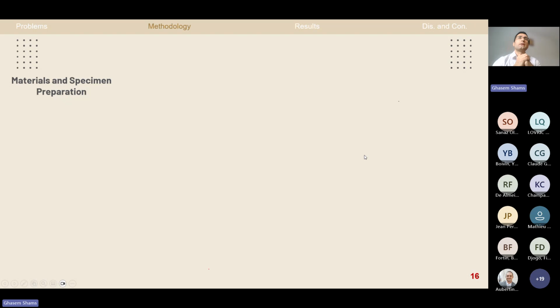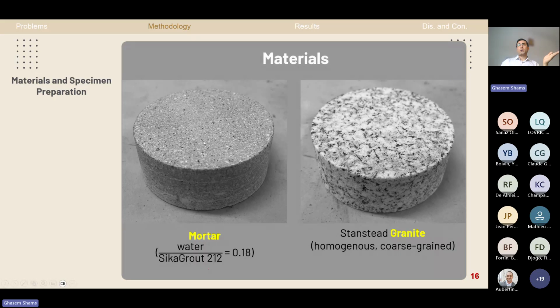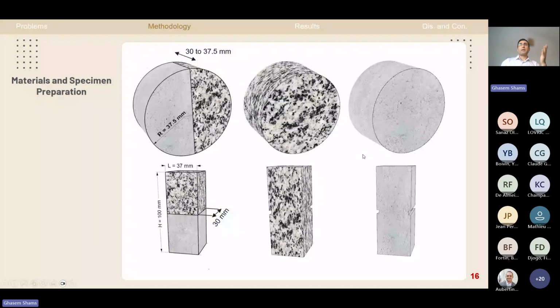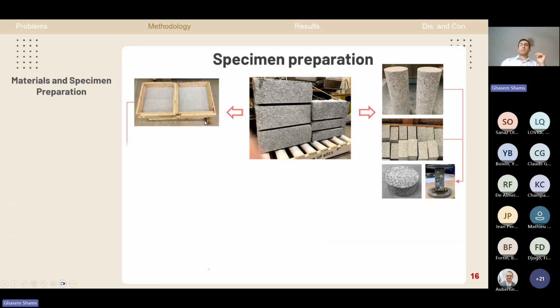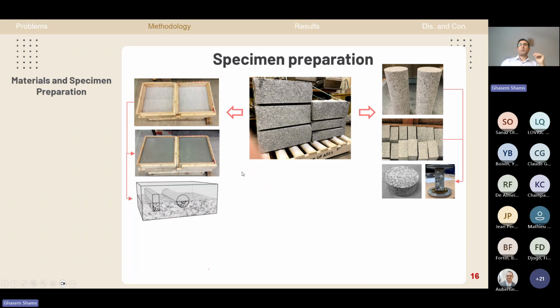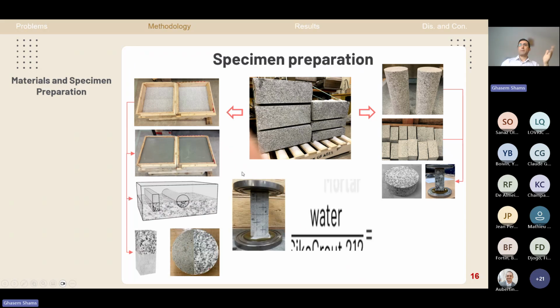Here, I'm going to talk a little, just short, about the material and specimen preparation that we use during our experimental campaign. We had two materials, mortar and granite. Mortar as a fine grain material and granite as a coarse grain material. We had two different shapes, circular disc and rectangular prismatic specimen. We had different intact rock, intact mortar, intact granite, and bimaterial granite mortar. And this is the process of the material or specimen preparation that I'm not talking about.